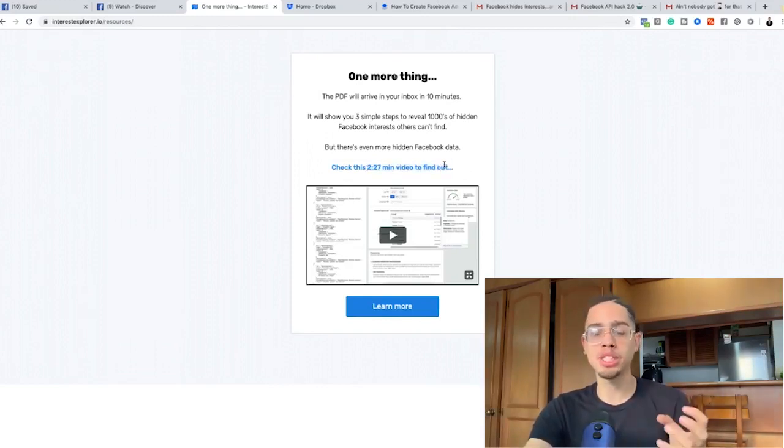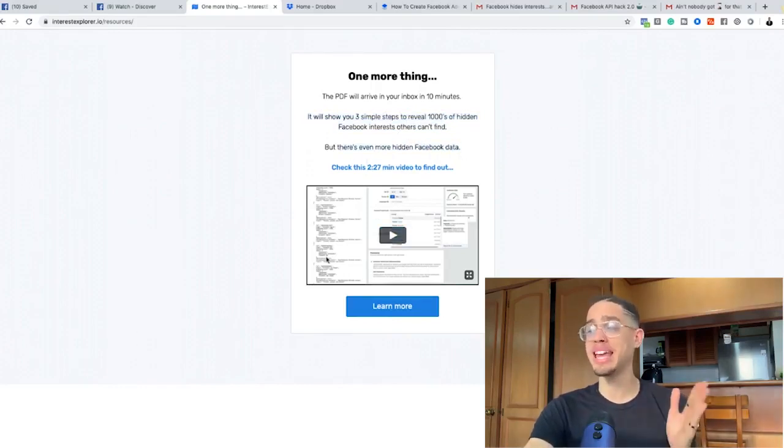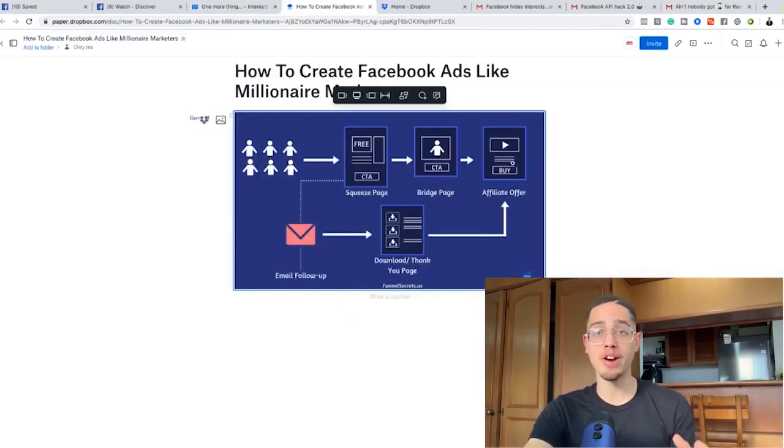It's basically gonna be the bridge content redirecting you to the sales process. So I will show you 3 simple steps to reveal thousands of hidden Facebook interests others can't find. But there's even more Facebook hidden data. So you watch the 2-minute video and then you redirect to the affiliate offer as an affiliate.